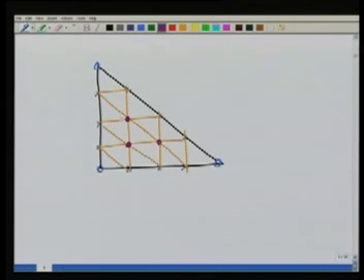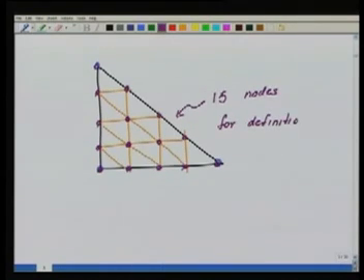So what I do now, I define my shape functions for all these points. There are exactly 3 internal points, so no problem. I now have 15 points with respect to which I define the shape functions. Okay, so here I have 15 nodes for definition of shape functions. And then I follow the same procedure as before to define these shape functions.